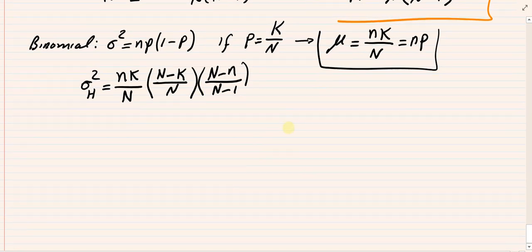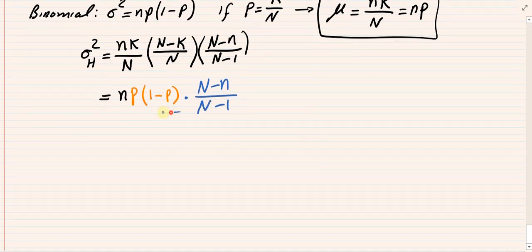Okay, and for a reason, because remember K over N is p, so that's going to be just np, right? And this term is going to be 1 minus K over N. That's 1 minus p, right? np(1 minus p), and then of course we have it times this last expression, capital N minus little n over capital N minus 1. Okay, so we can kind of see now the variance of binomial in there somehow. Isn't that cool?